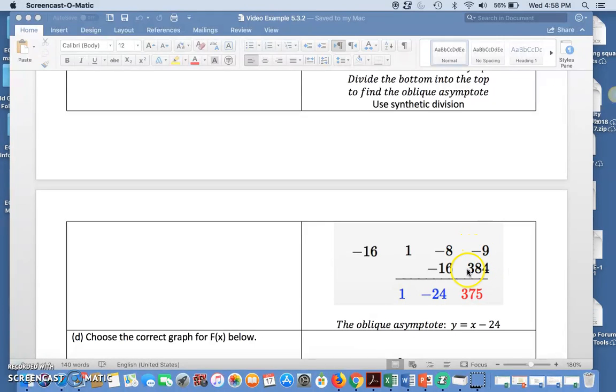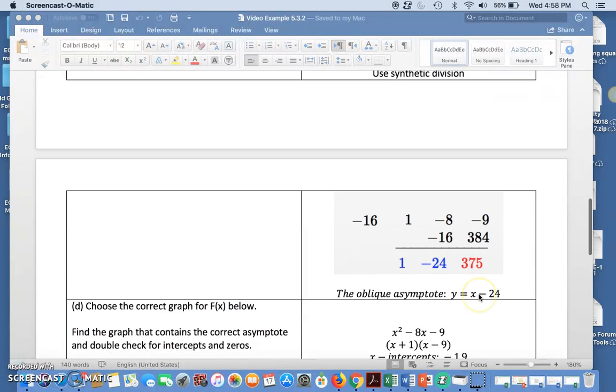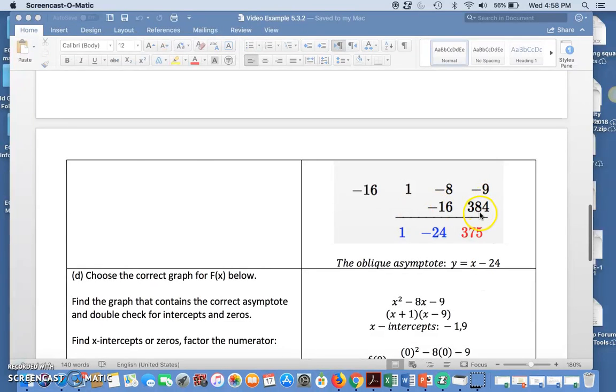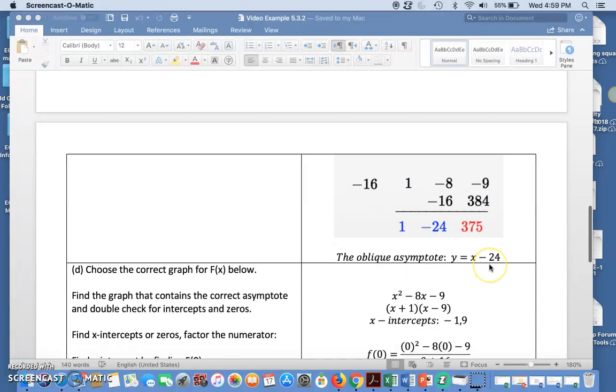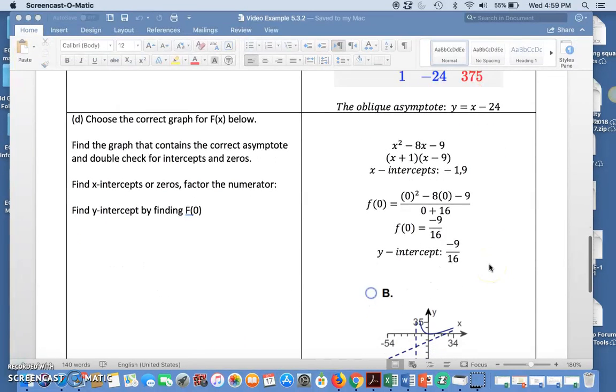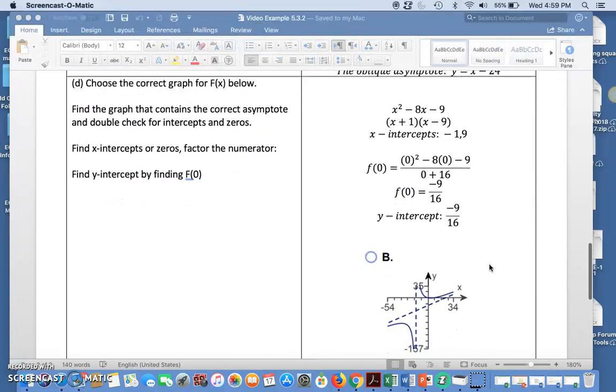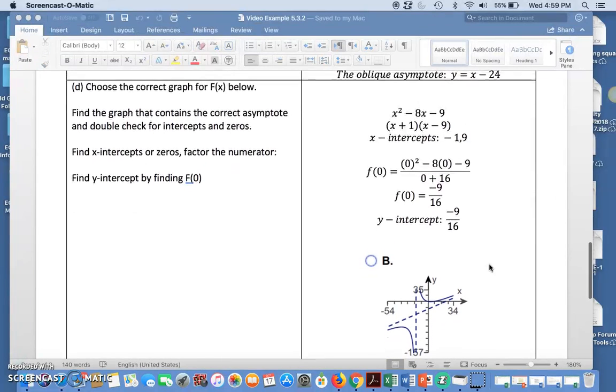Negative 9 plus 384, you're basically subtracting, gives you 375, but you don't have to worry at all about the remainder when you're looking for the oblique asymptote. Just this part's going to give me the oblique asymptote. Since I started with my highest power as x squared, this stands for 1x minus 24, and that is the oblique asymptote.